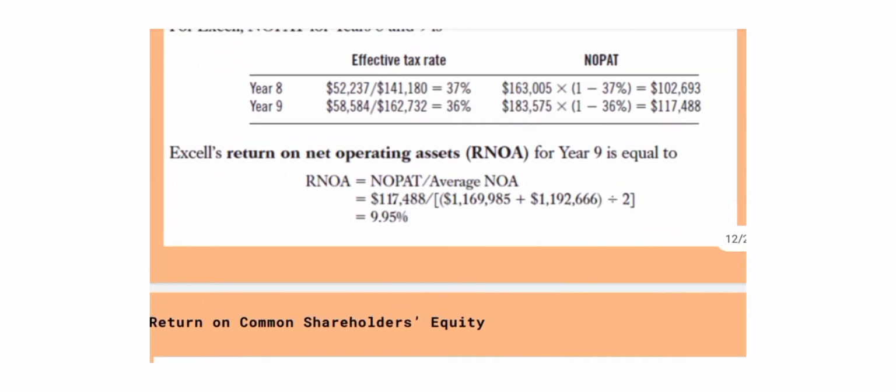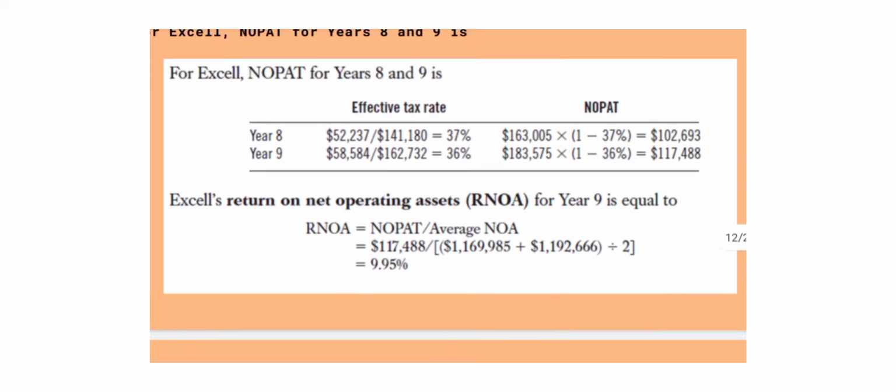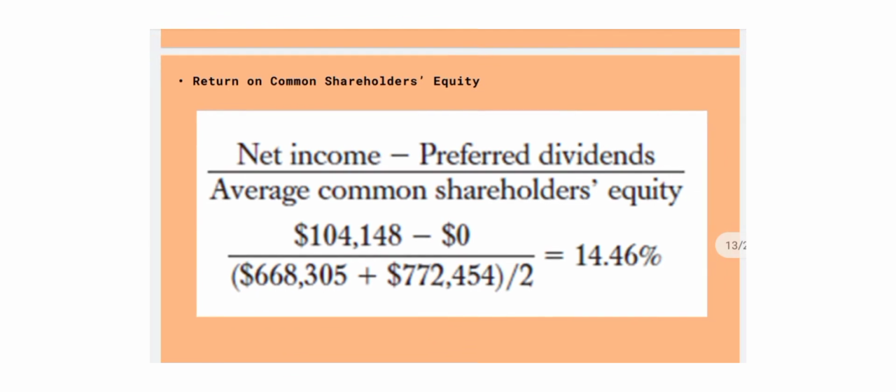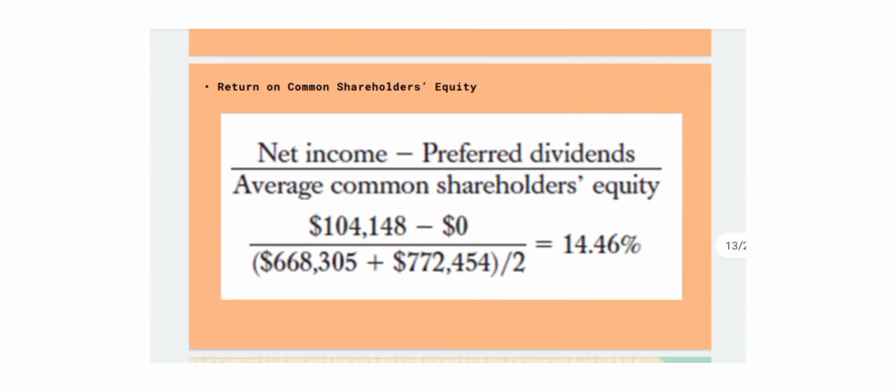As I said before, for the average of NOA, we need to divide by the number of years that we calculate. For this case, we calculate for 2 years, so we divide it by 2. And then we can also find the return on common shareholders' equity with this formula: net income minus preferred dividends, divided by average common shareholders' equity, and the total is 14.46%. So that's all for me. The next slide will be explained by Nadia.